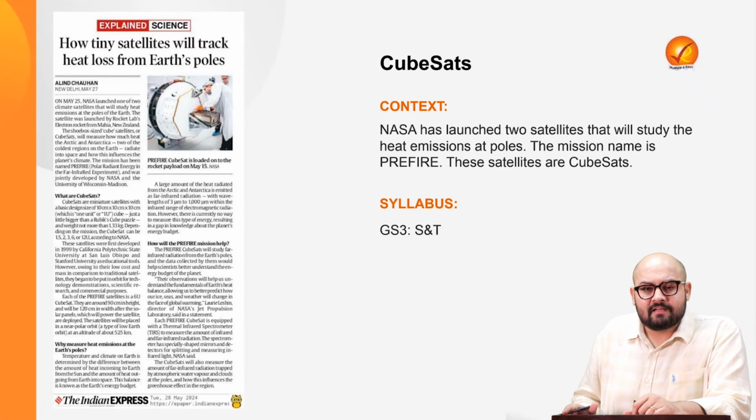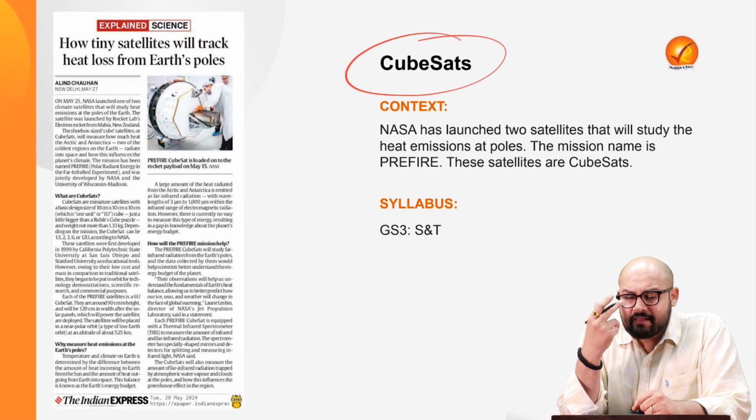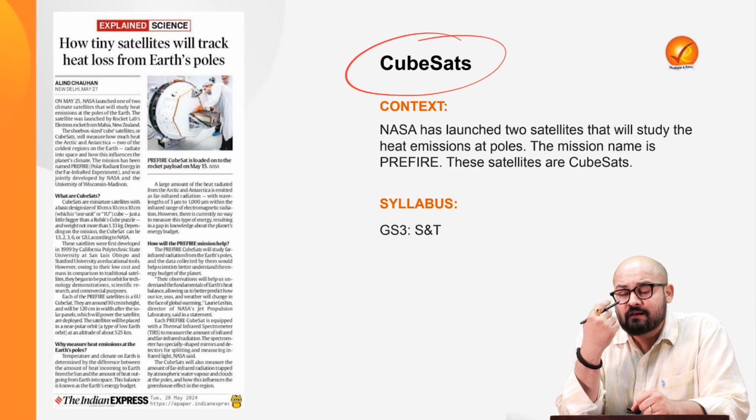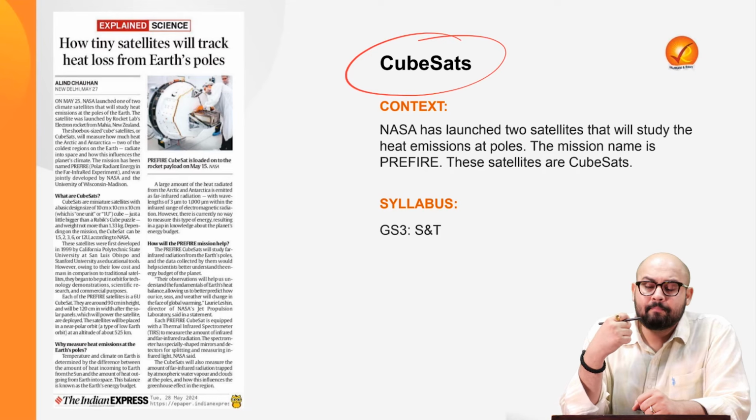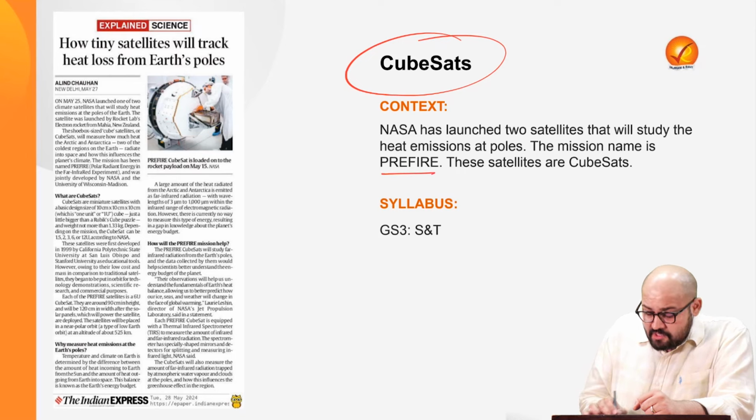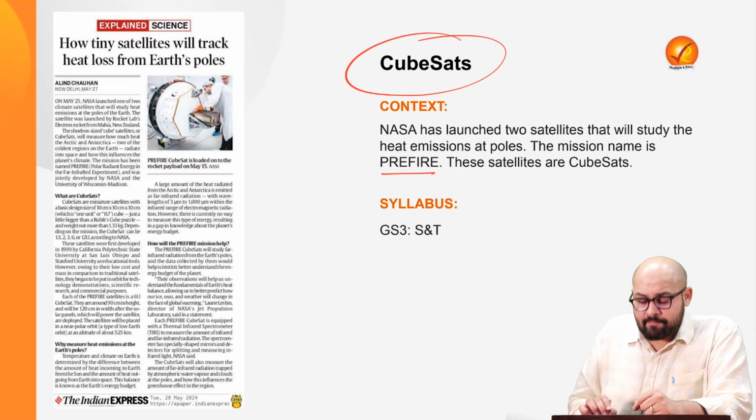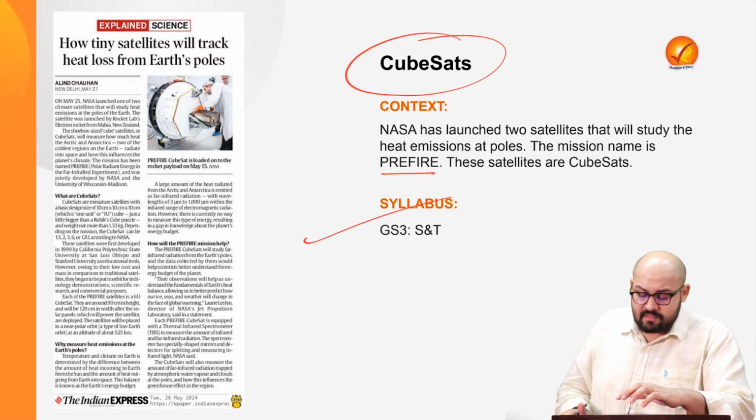Now coming to the next article, we have got NASA, which has launched 2 satellites, and both these satellites are CubeSats. We will look into what CubeSats are all about, right? These satellites which NASA has launched are for measuring the heat emitted at the poles, that is at the Arctic and at the Antarctic. This mission is known as the Polar Radiant Energy in the Far Infrared Experiment. Now this is with respect to GS3 Science and Technology.